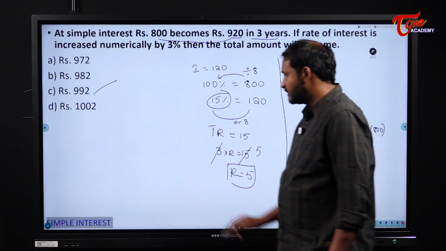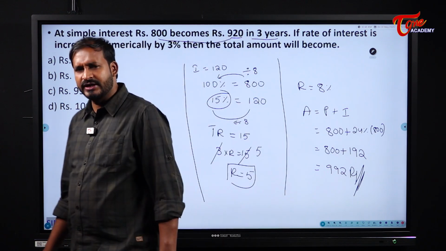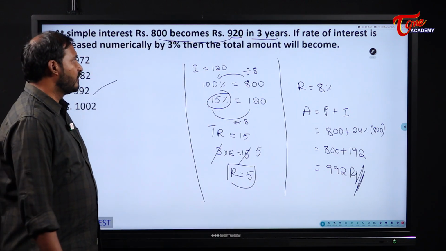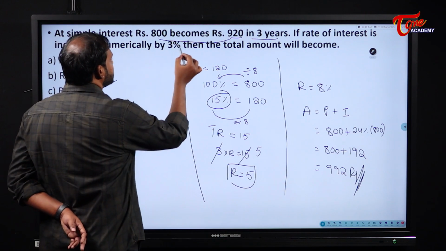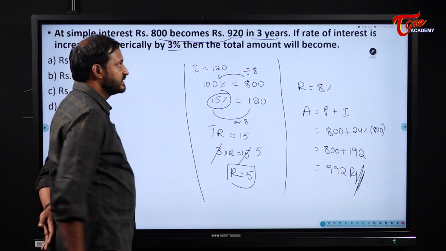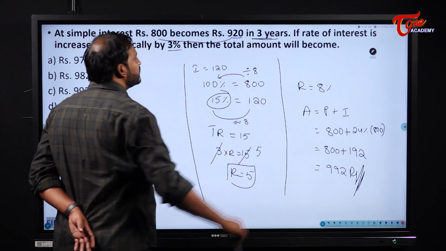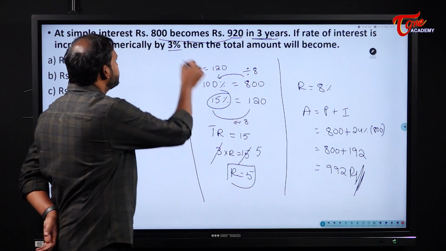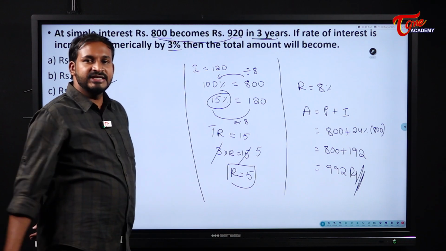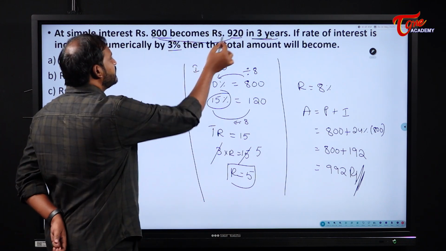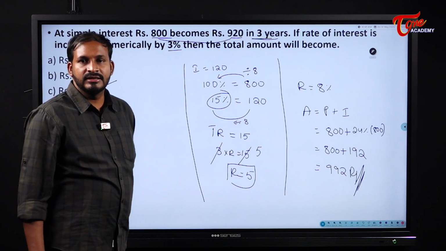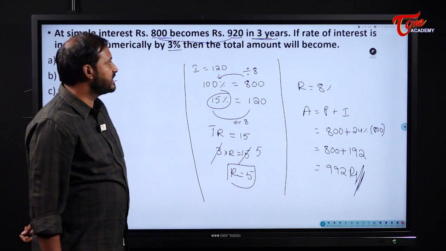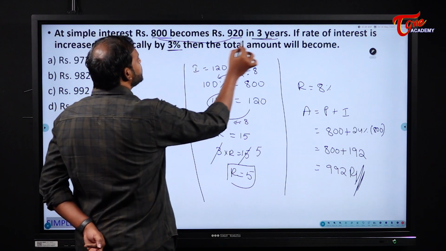Or else, students, you can also do one more thing. Instead of finding all these things, rate of interest is increased by how much? 3%. And the time period is how much? 3 years. We know the principal also, right? So what is the additional interest you need to pay? 3 3s are 9. So it will be increased by 9%.